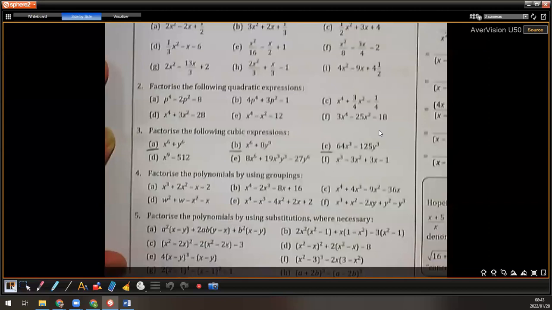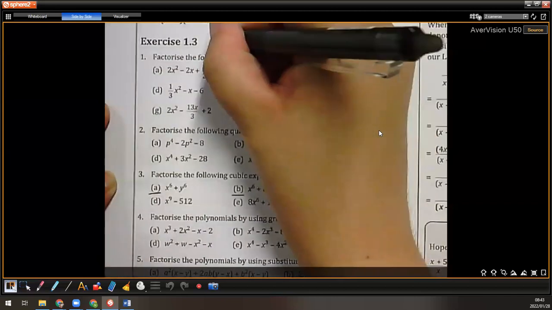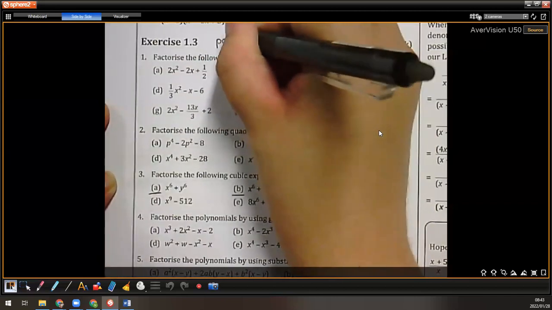Okay, so exercise 1.3, page 4. 3, A, B, and C.